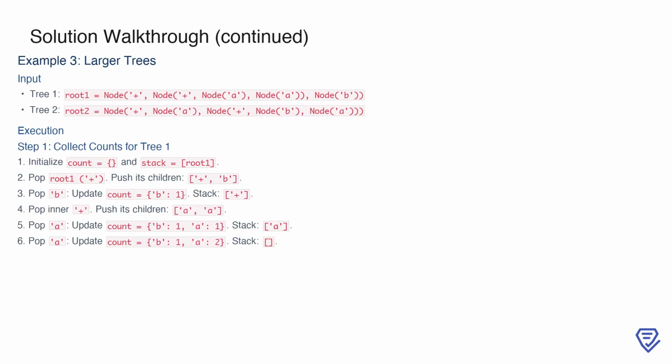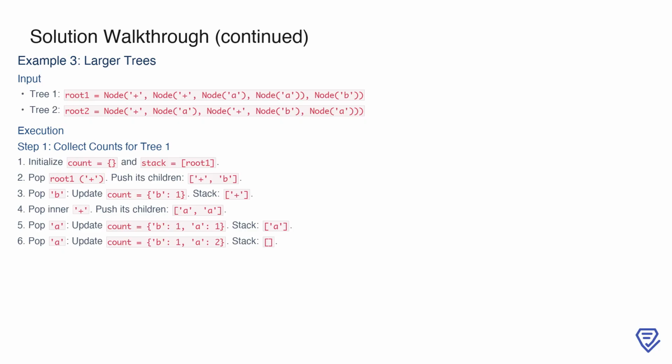Tree 1 has a root node plus with a left child that is another plus and a right child b. The left plus has two children, both a. Tree 2 also has a root plus with a left child a and a right child that is another plus. This inner plus has children b and a.